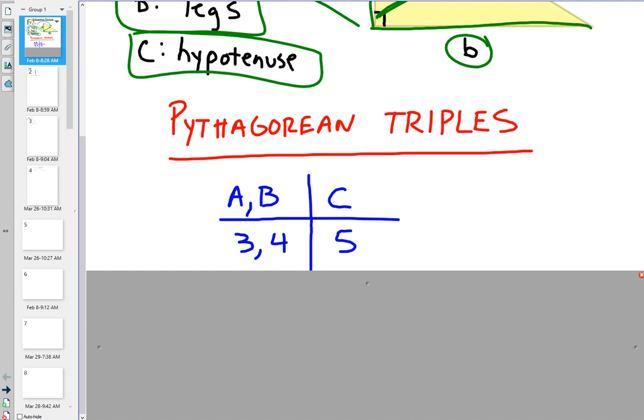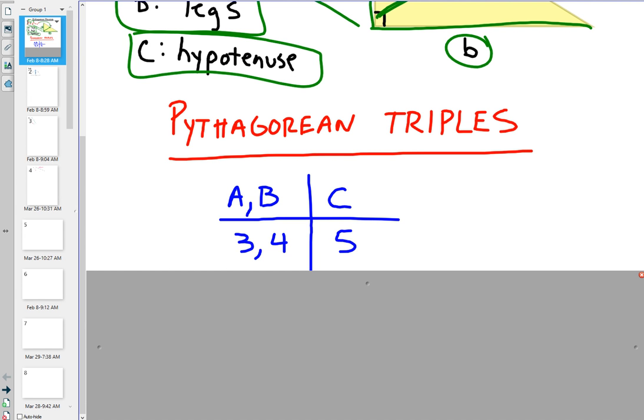25. And what is the square root of 25? It is 5. Any multiples of these also work. So if I were to multiply all these by 2, that would be 6, 8, and 10. Those 3 sides would also work. If you get sticks that are 6 inches long, 8 inches long, and 10 inches long, and connect them at the tips, you're going to make a right triangle.